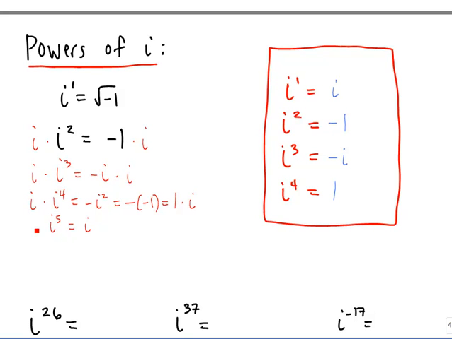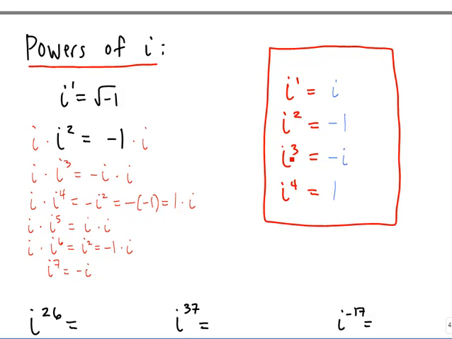Okay, let's try it a couple more times. I'm going to multiply by i on the left side and on the right side. So i times i to the fifth becomes i to the sixth. i times i is i squared, and i squared is negative 1. So i to the sixth is the same as i squared, which was negative 1. Let's try it one more time. If I multiply it by i on the left side and on the right side, then i times i to the sixth becomes i to the seventh, and negative 1 times i is minus i. And that's exactly the same thing that I had for i cubed.